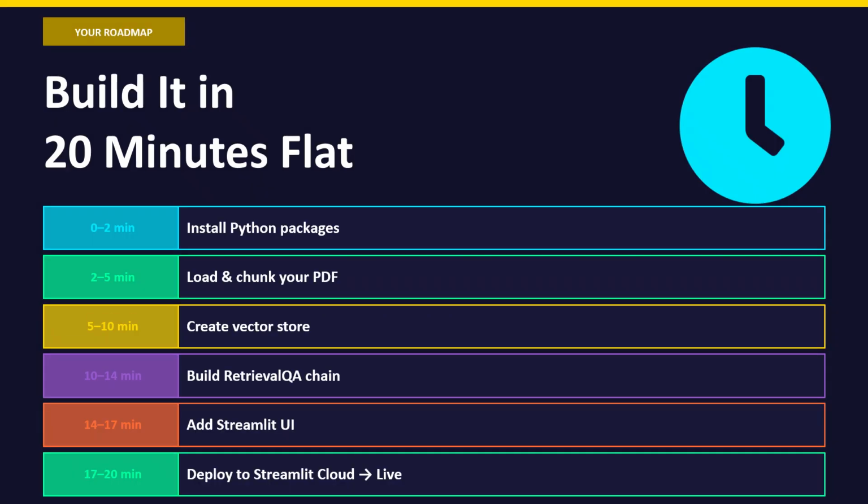Let's recap the exact timeline. First, we installed Python packages, loaded and chunked your PDF, created the vector store, built the retrieval QA chain, added the Streamlit UI, and deployed to Streamlit Cloud. By this point, you have a live URL, a real app on the internet built by you. The full source code is in the GitHub repo. Copy it, run it, modify it, make it yours.